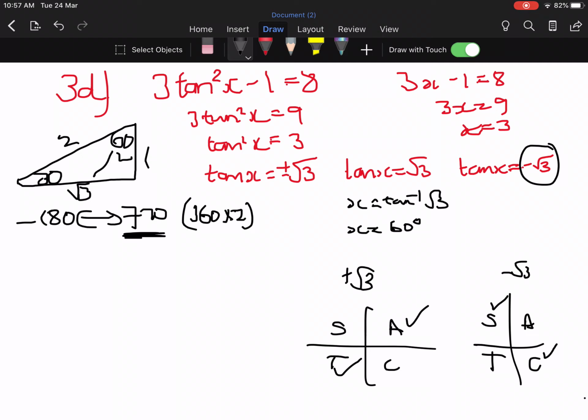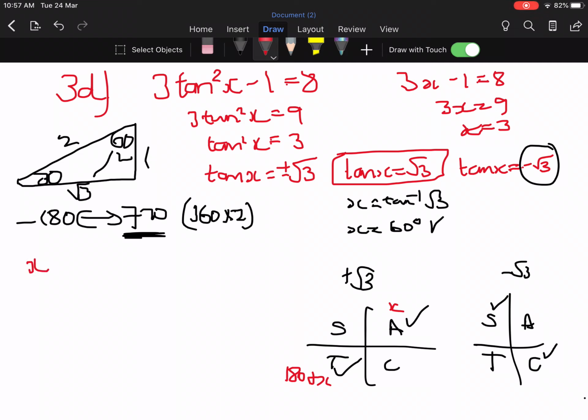You still figure out what x is. You forget about the negative and you still find out what x is, like this. Oh, my pen's just turned off. And you find out what this is, 60, but you tick the different quadrants. So if I want to find just all the positive ones here, let's start writing over here. So if I do this one first, tan x equals root 3, then this is x, which is 60, and if you remember from the last one, this is 180 plus x.